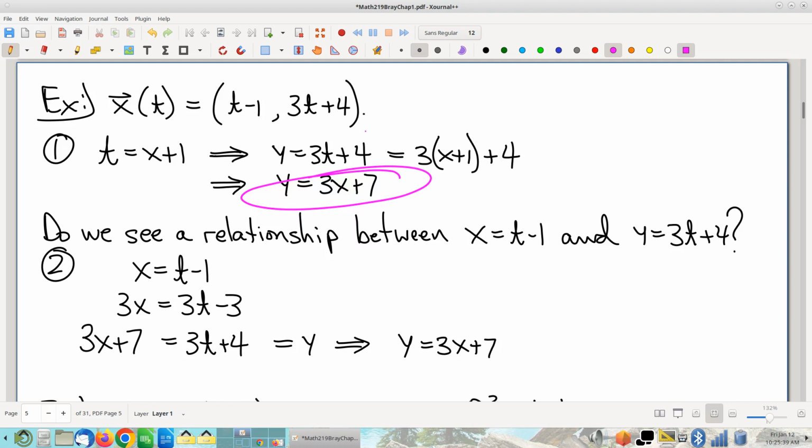Notice this particular method of solving for t in the first equation hinges on actually being able to solve for t. What if this was some wacky formula, some transcendental expression where you literally cannot solve for t? This method stinks, right? So what you have here is one method that works sometimes.